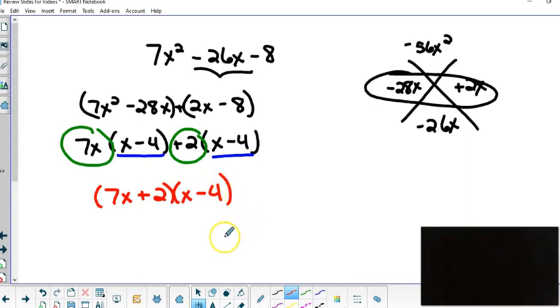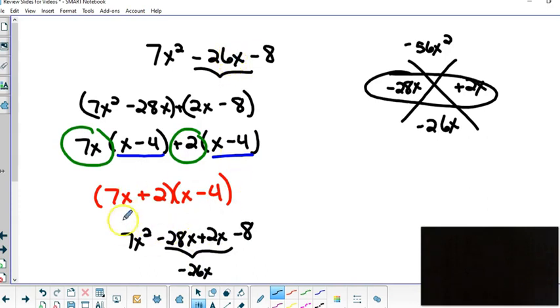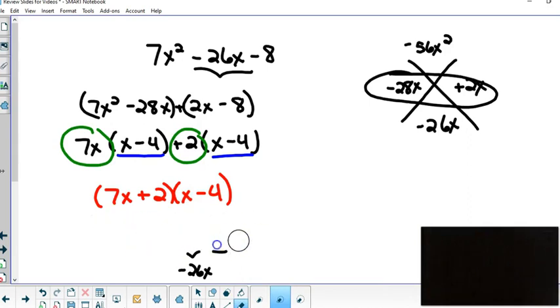And you will know if you're right because you can distribute that out and check to make sure that you are right. When you multiply these out, you get 7x squared, and you get a negative 28x and a positive 2x minus 8. And these terms combine to give you that negative 26x, which is what we started with in the beginning. And so that's how we check this, and we know that it's right. And so our answer, let me erase that because I don't want it to look like that's the answer. Our answer is the binomial 7x plus 2 times the binomial x minus 4.